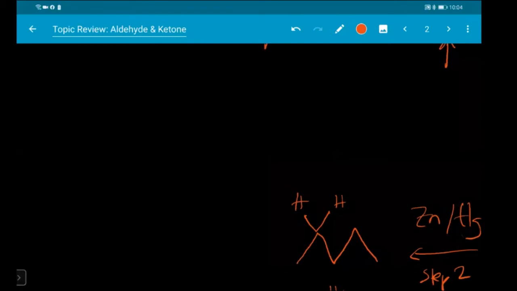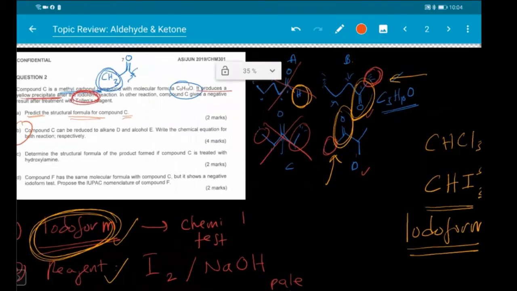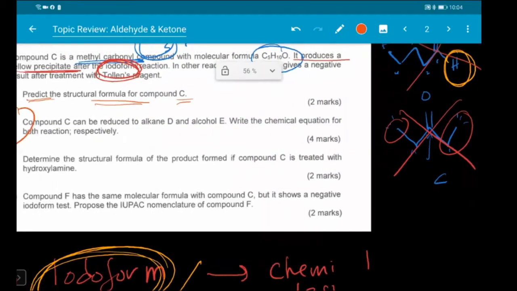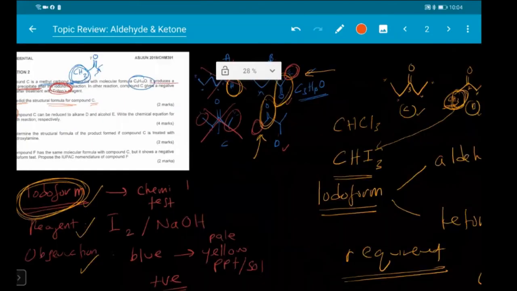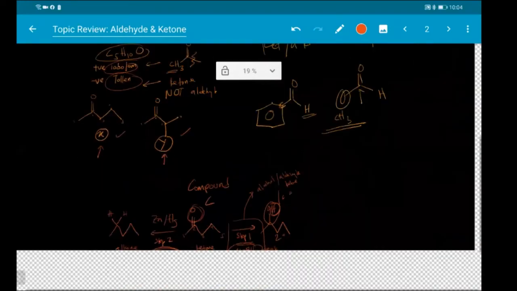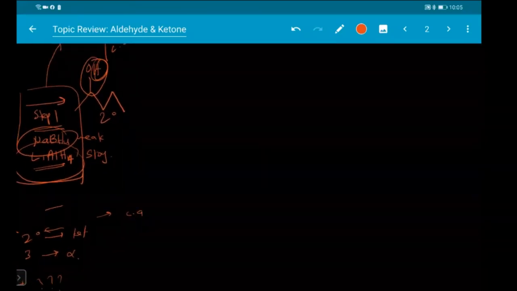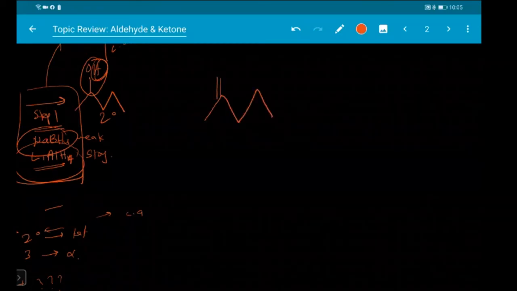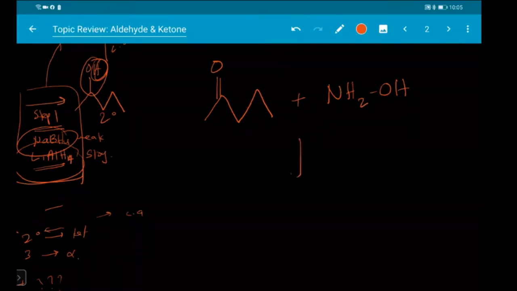Alright, moving on to next questions. Determine the structural formula of the product formed if compound is treated with hydroxylamine. Okay, we are talking about compound number 3. Alright, soalan dia compound C plus hydroxylamine, NH2OH. OH hydroxy, NH2 is amine. Tolong namakan tindak balas ni.